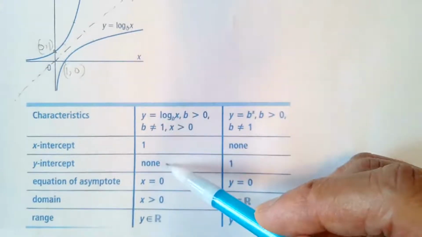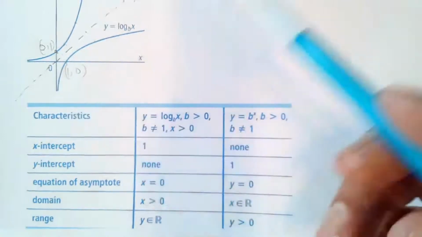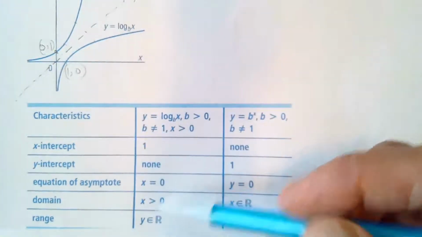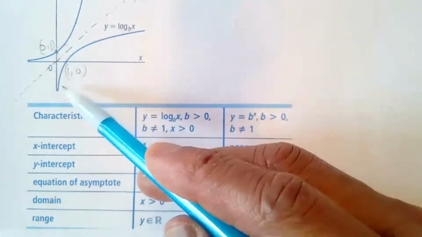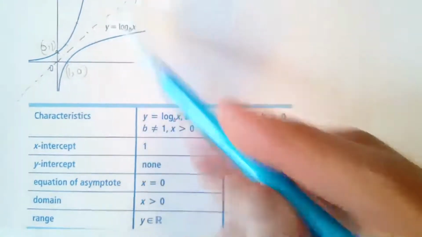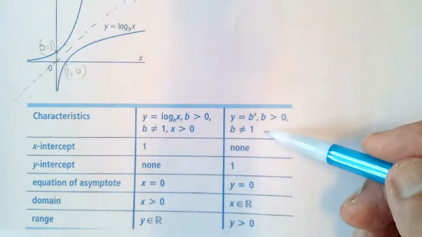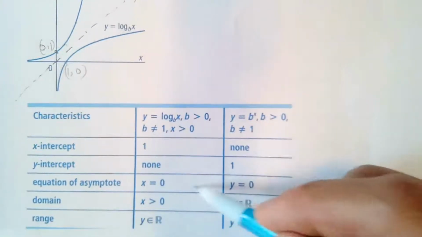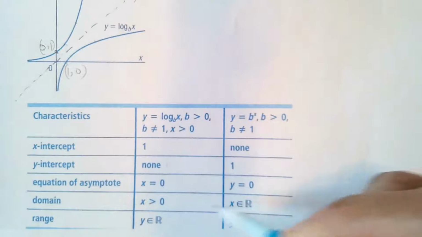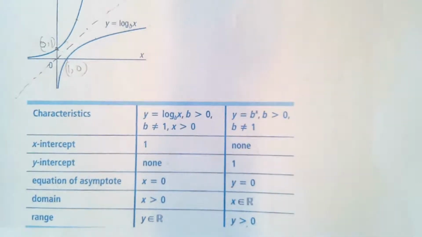The y-intercept: there's no y-intercept for the log function, because there's an asymptote where x equals 0. The domain is from 0 to infinity, and the range is from negative infinity to positive infinity, or all the real numbers. The reverse is true for the exponential function. Notice there's just a reversing. So that's why we can say they are mirror reflections of each other.